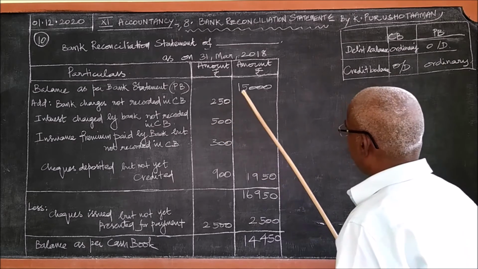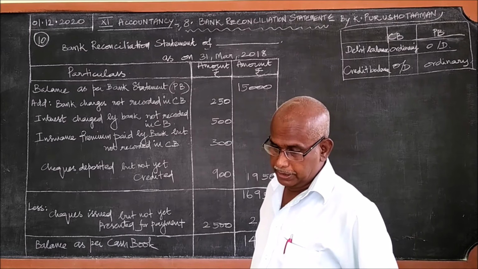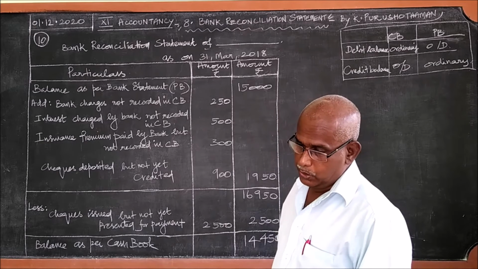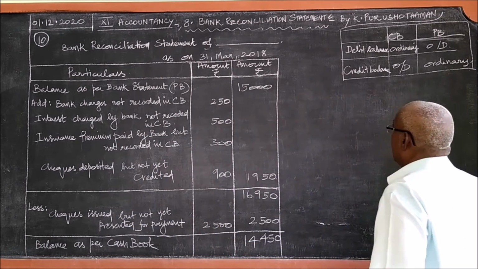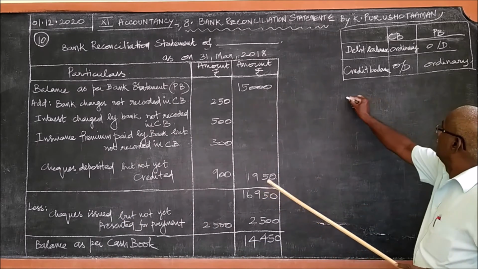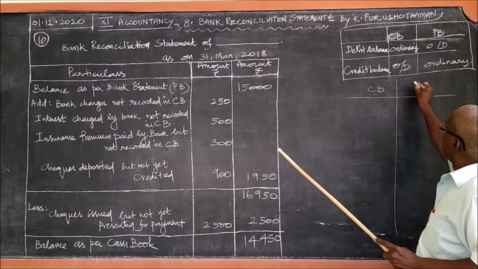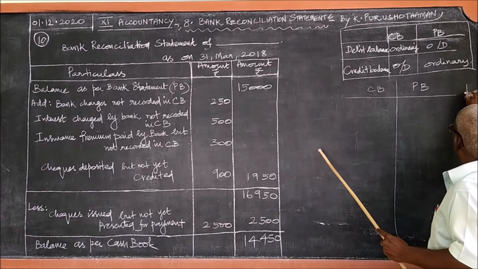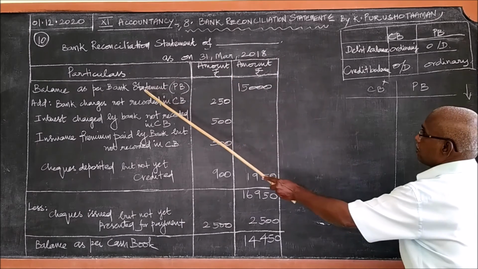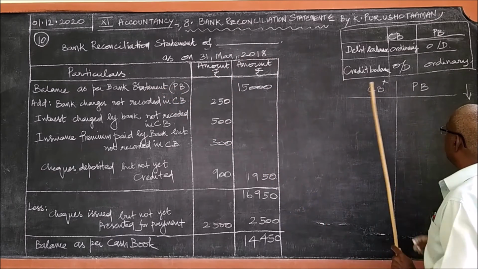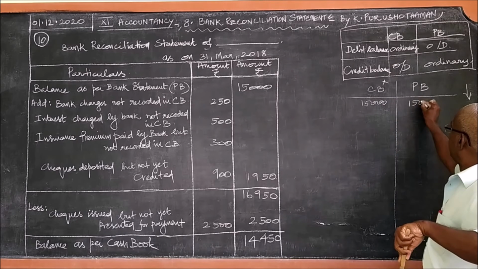Now, we shall check the items one by one. The first item in problem number 10 is check issued but not presented for payment. We should remember that in this problem we consider the passbook balance, because the balance as per bank statement, the passbook, is given. That is, the balance is 15,000.